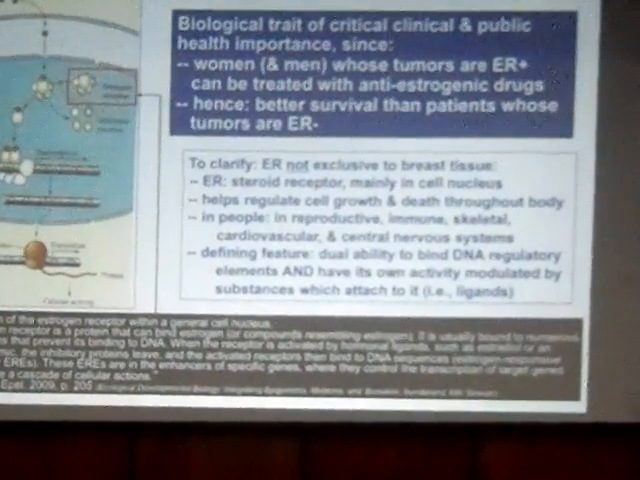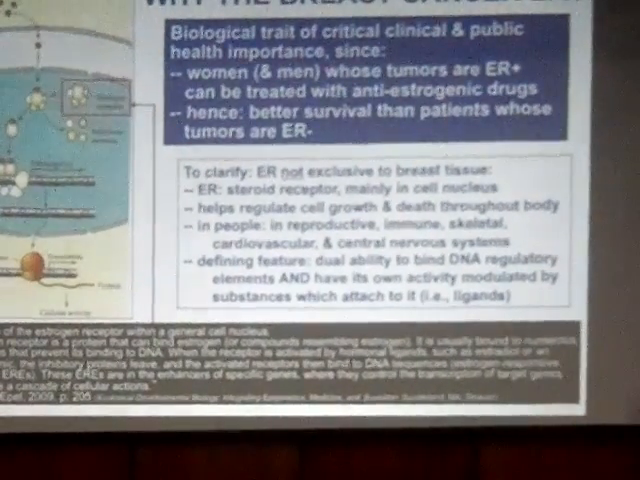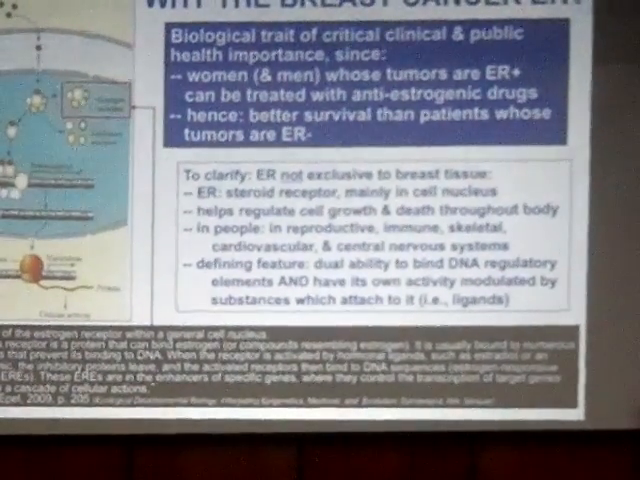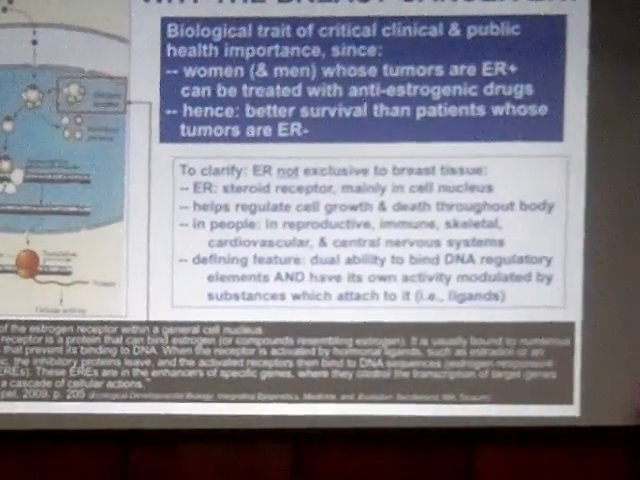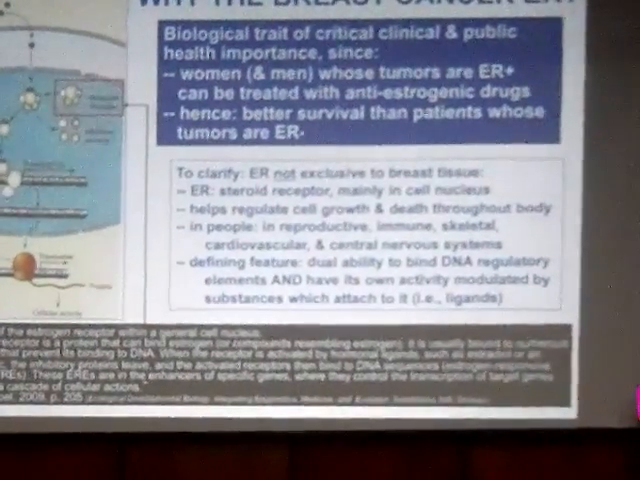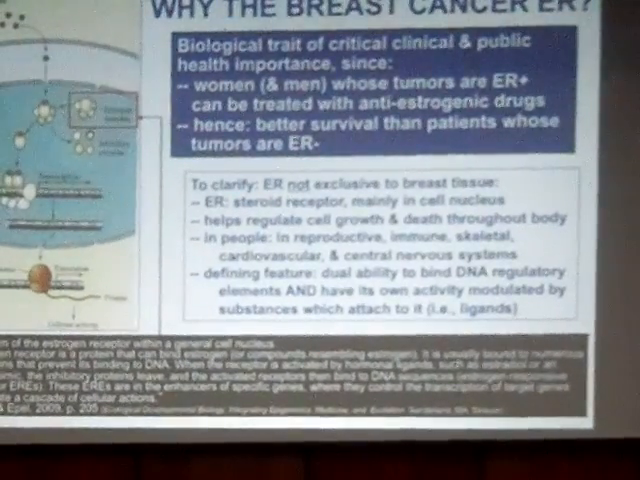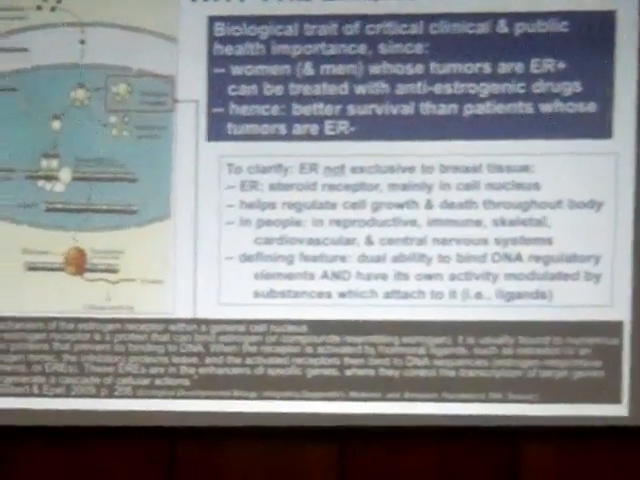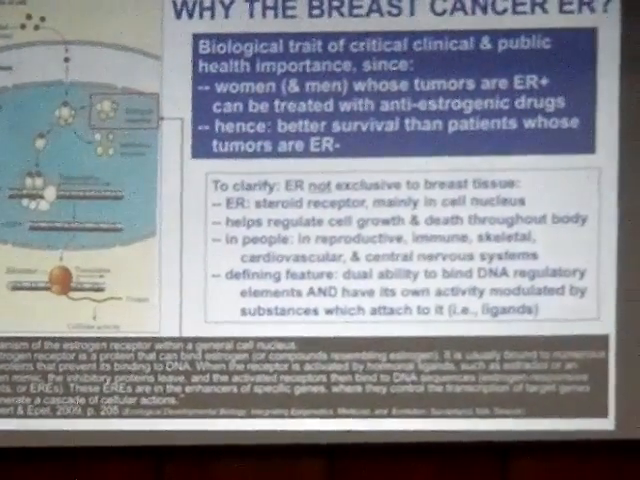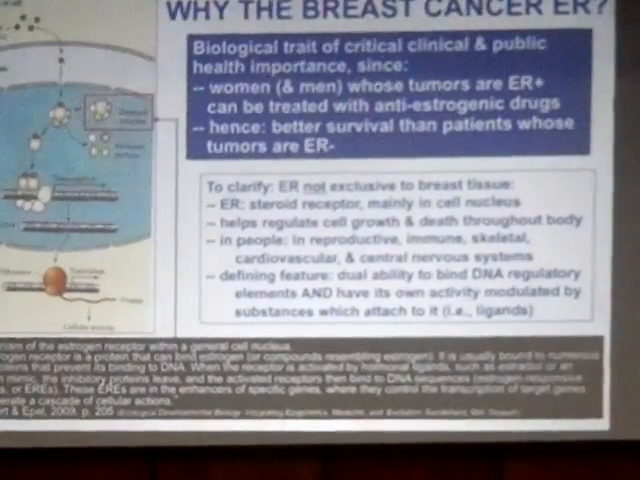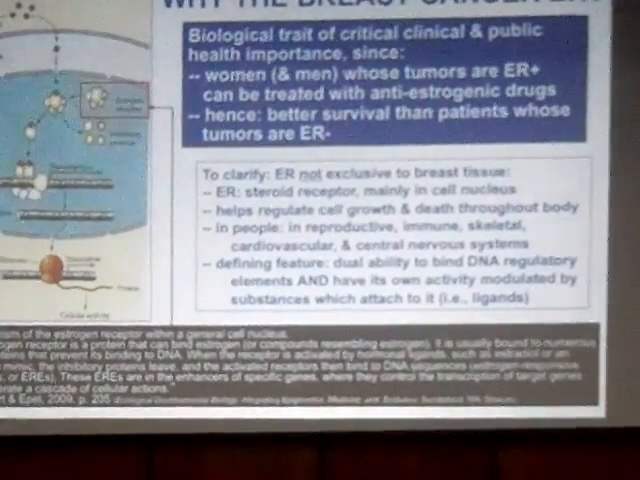Present in people and other vertebrates, it's a steroid receptor, chiefly located in the nucleus, but also in cell membranes, that in its 2 different forms, ER alpha and beta, is centrally involved in regulation of cell growth and of cell death throughout the body, including the reproductive, immune, skeletal, cardiovascular, and central nervous system. A defining feature is that the estrogen receptor, like any steroid receptor, has the dual ability to bind DNA regulatory elements while at the same time having its own activity be modulated by substances which attach to it, that is, the ligands.